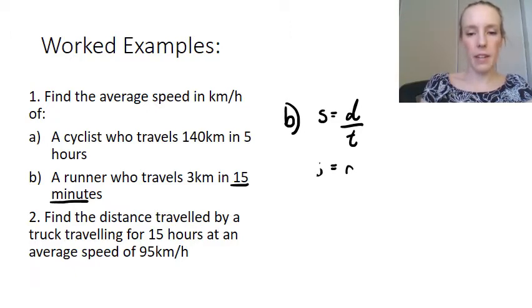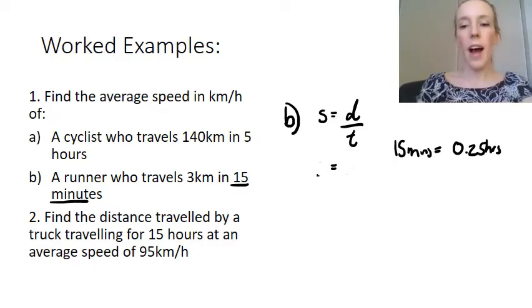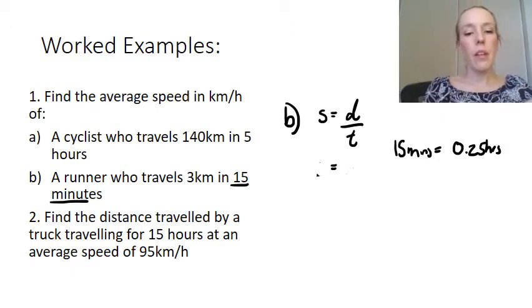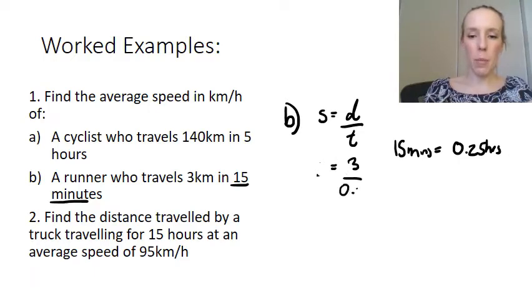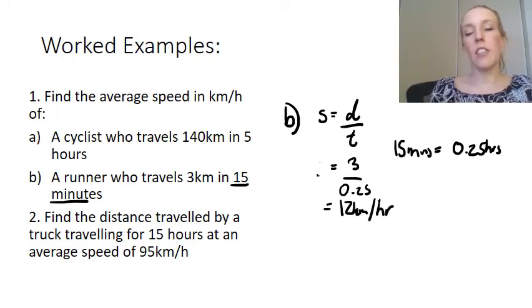Speed equals distance over time. Our time, 15 minutes into hours, is 0.25 hours. It's a quarter of an hour. You can look at the clock there to help you work that one out. Our distance was 3 and our time was 0.25. Then we can use our calculator to work that one out, and we'll get 12 kilometers an hour. So that's how fast our runner was going.